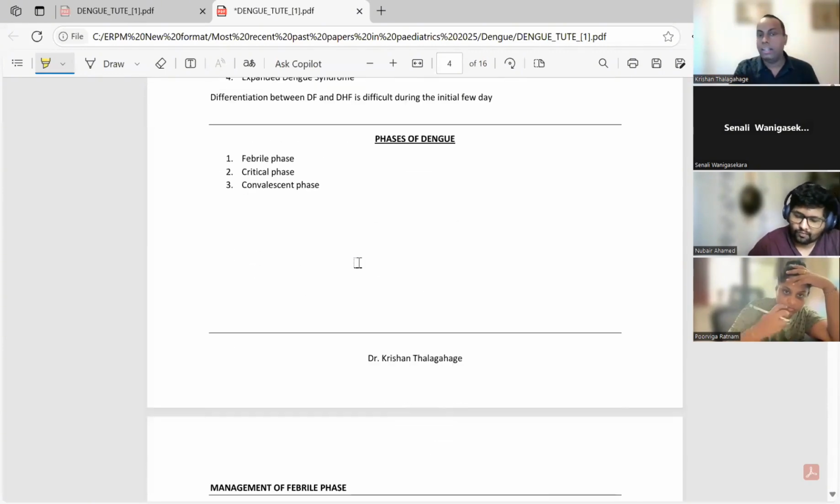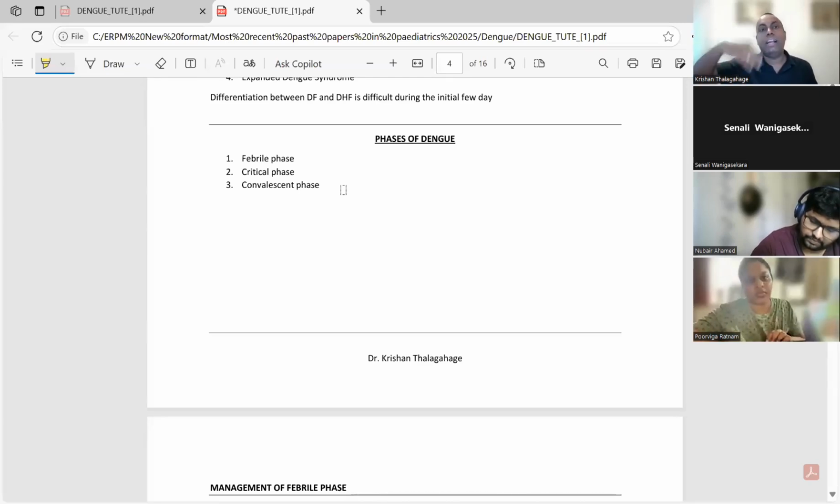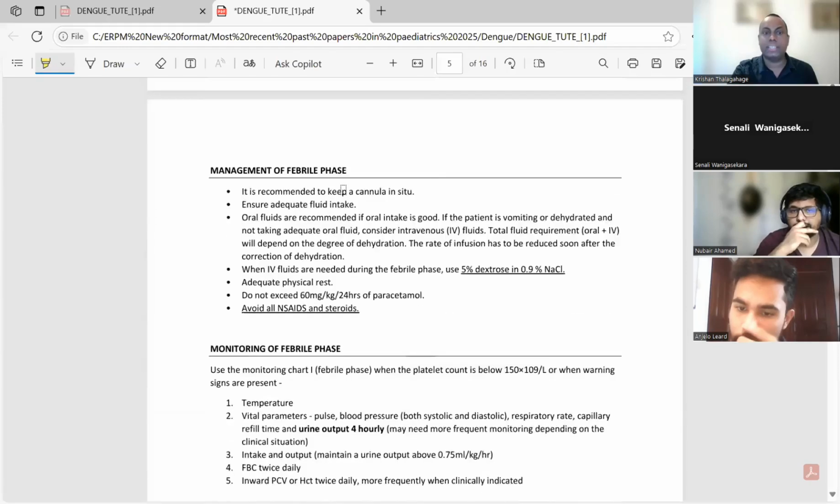Now, what are the phases of dengue? Febrile phase, which is what was covered in the history. And then the critical phase, which was discussed earlier. The critical phase might go into leakage. Then these children will recover. What is the other name we give the recovery phase? Convalescent phase.